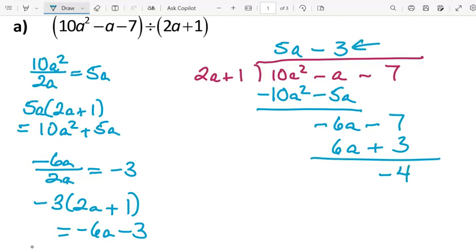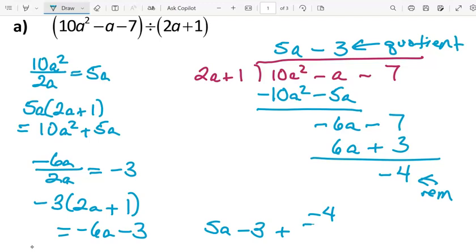So this is our quotient. And there is the remainder. And we're going to write our result as the quotient plus the remainder over the divisor.